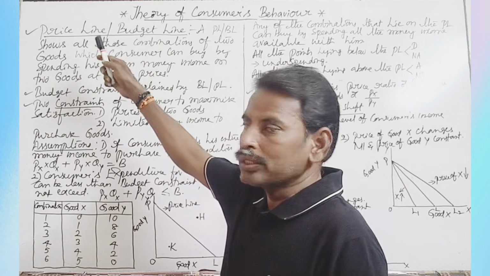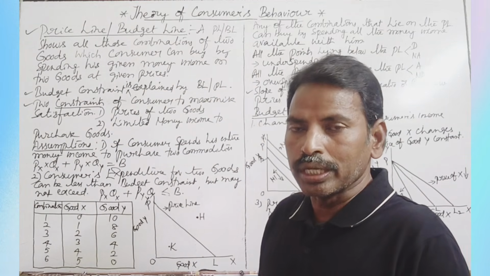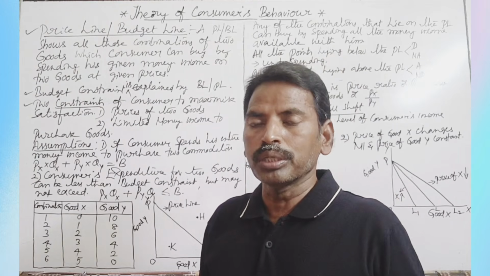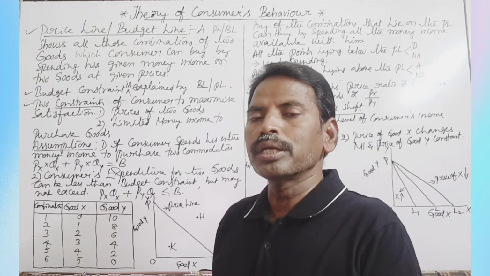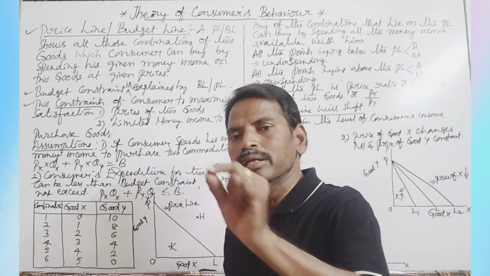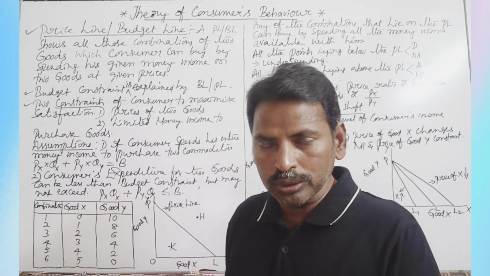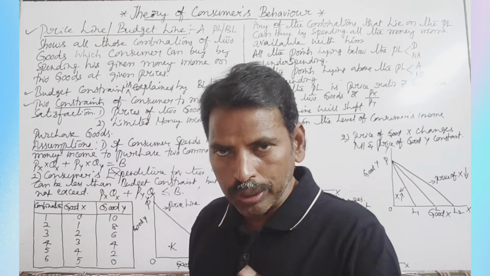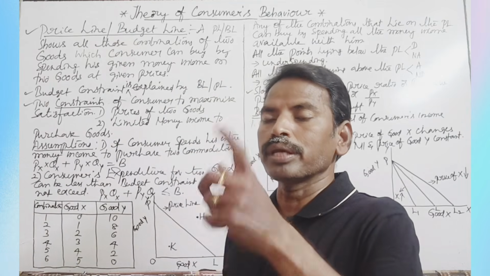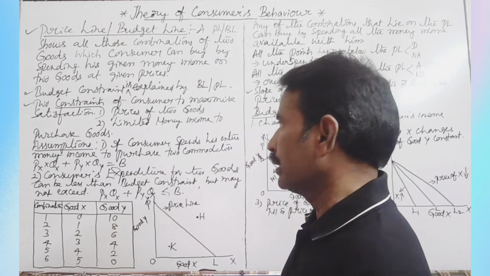First of all, price line or budget line. A price line or budget line shows all those combinations of two commodities which the consumer can buy with his given money income and prices of two commodities. This is known as price line or budget line.